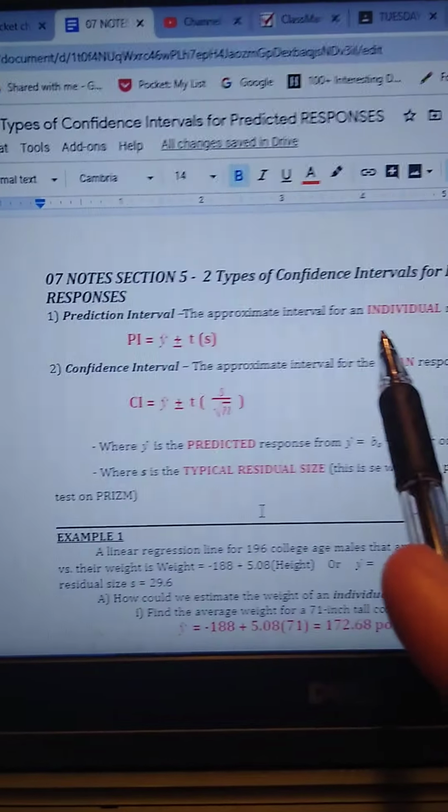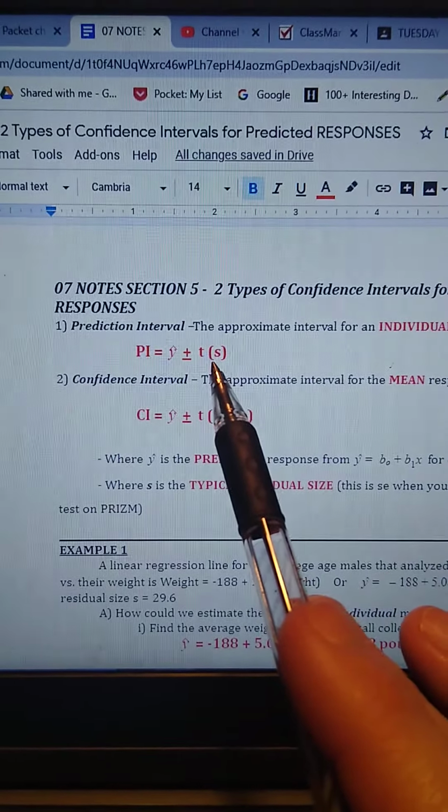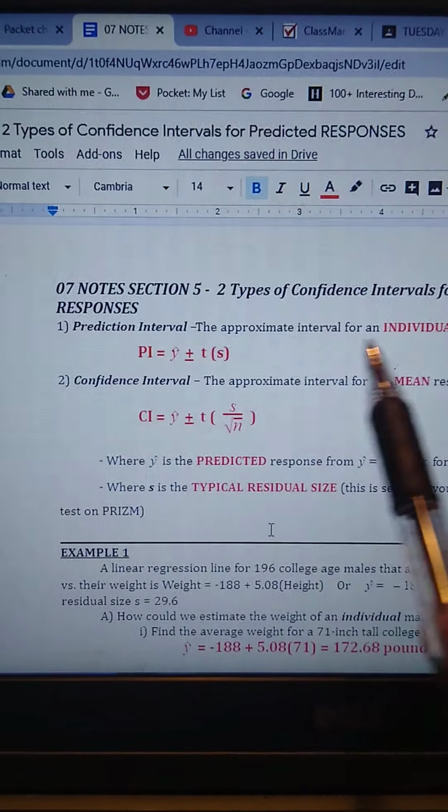So the PI tracks individual scores using the typical residual size. So this is going to be much wider.